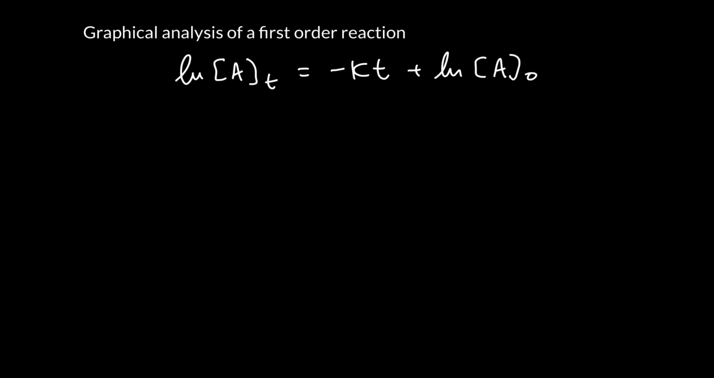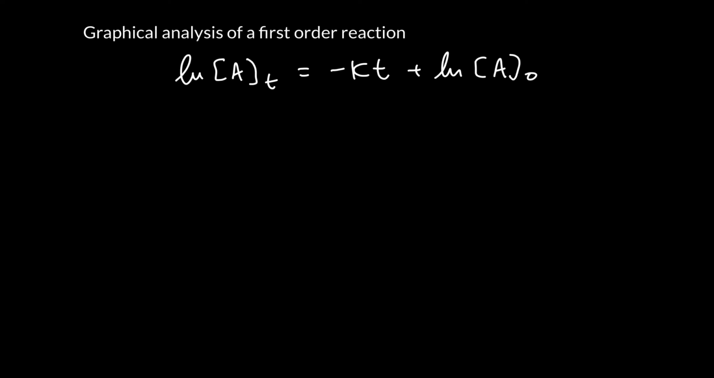Hey, and welcome back. So we're going to play a little bit with the equation we just generated in the last lecture. And we're going to go ahead and say for a first order reaction, the log of the concentration at time t is equal to minus the rate constant times the time plus the natural logarithm of where we started in terms of concentration.